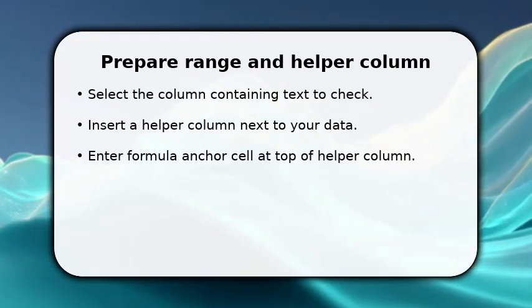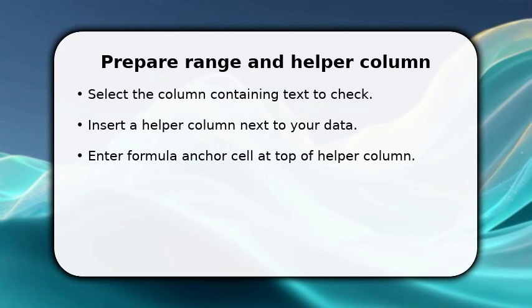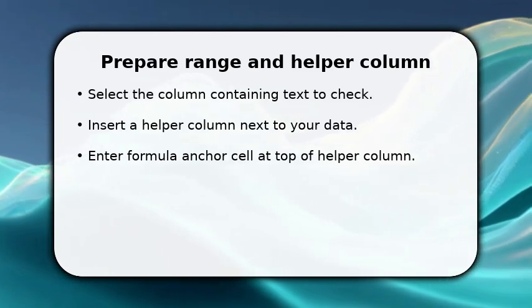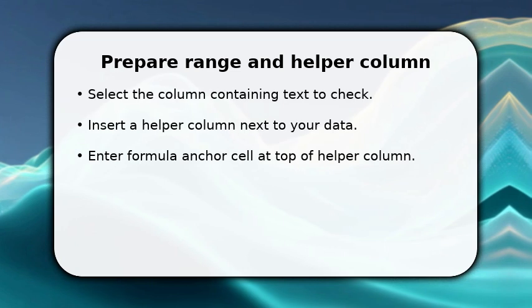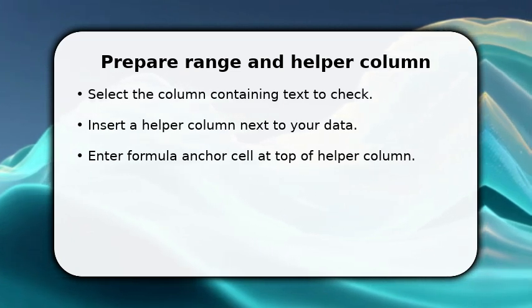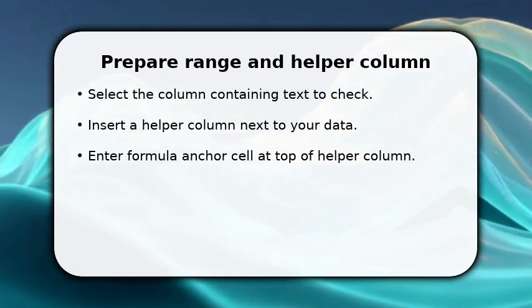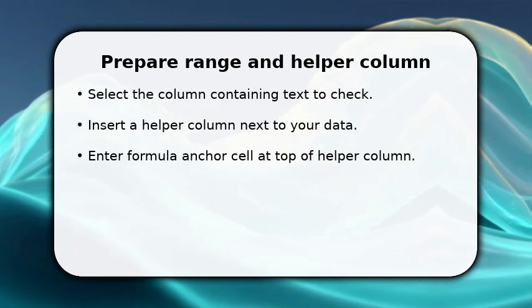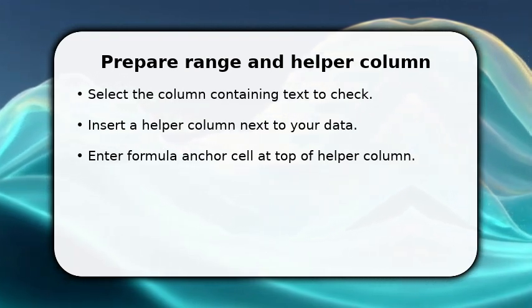You start by selecting the column with the strings to inspect. Make sure there are no merged cells. Once done, insert a helper column to the right for formulas so you keep originals intact. You will place the first formula in the helper column adjacent to the first data cell.